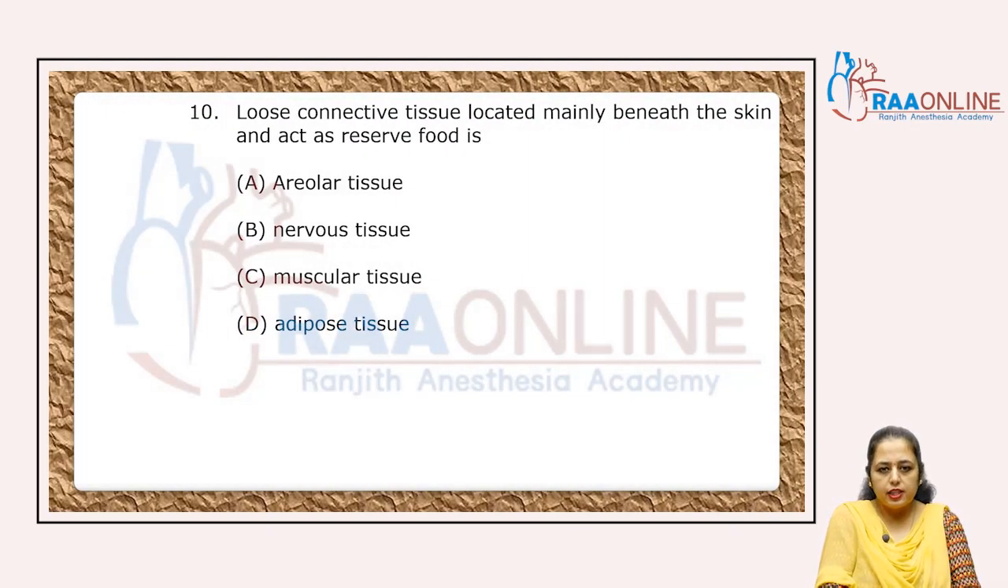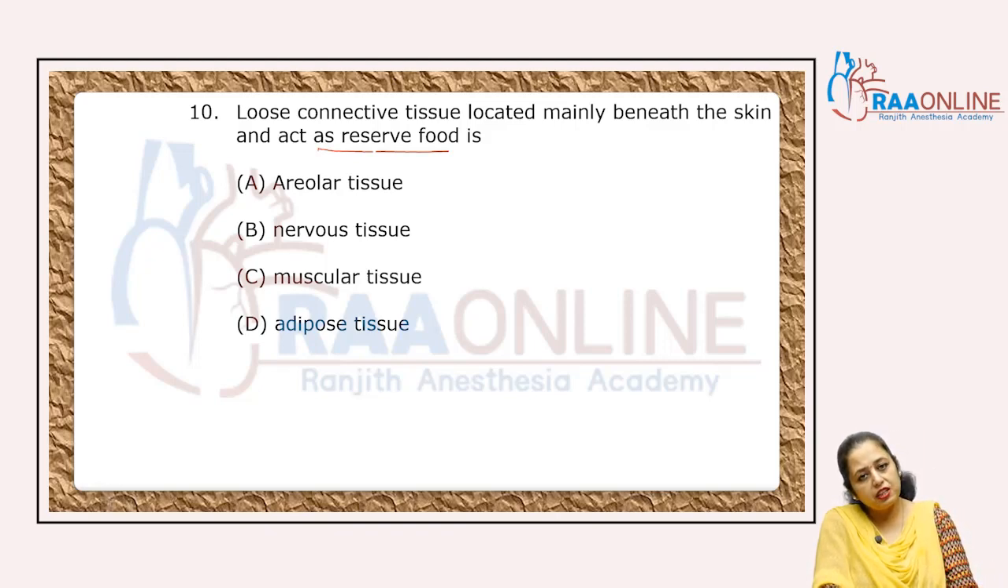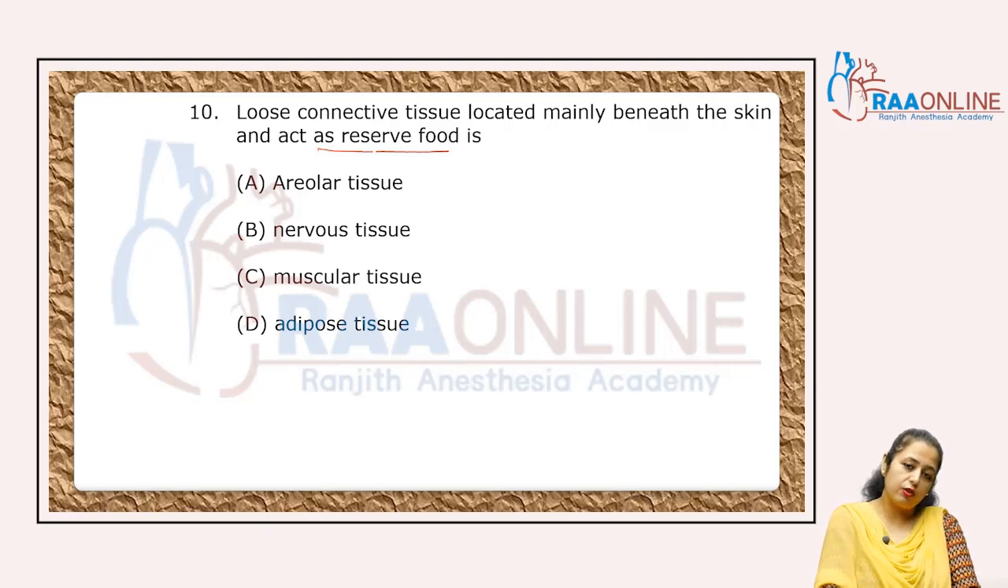Come to the next, that is the 10th. Loose connective tissue located mainly beneath the skin and acts as a reservoir of food, right? If the option only says mainly present beneath the skin, then we mark areolar. But as it adds that it acts as a reserve food, areolar tissue does not act as a reserve food, adipose tissue acts as a reserve food, right? And these are not the types of loose connective tissue proper, right? So the correct answer is D.